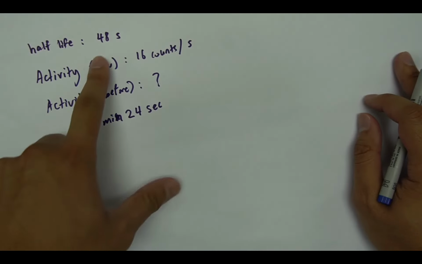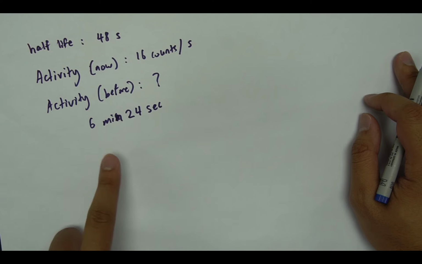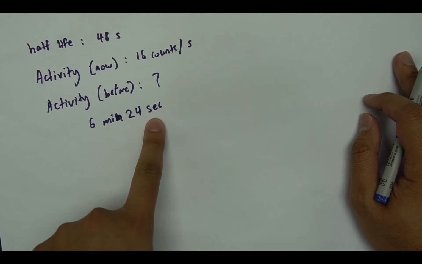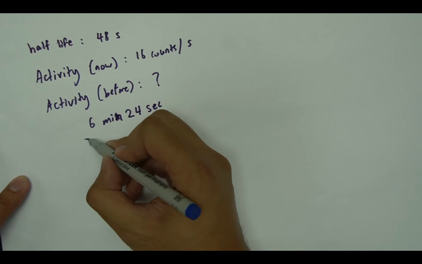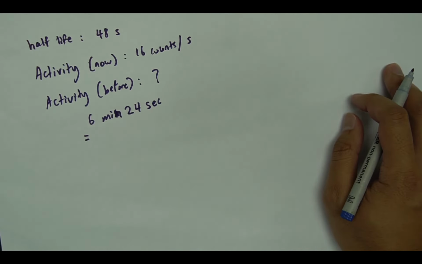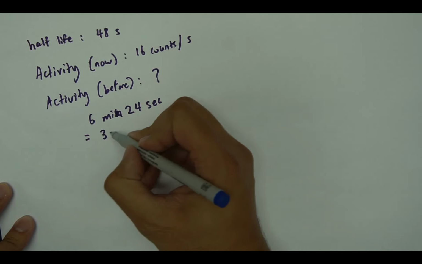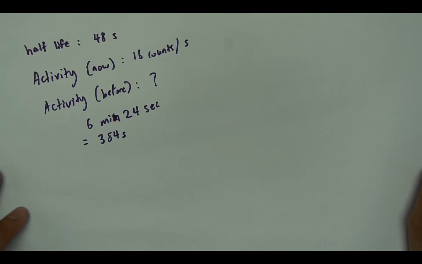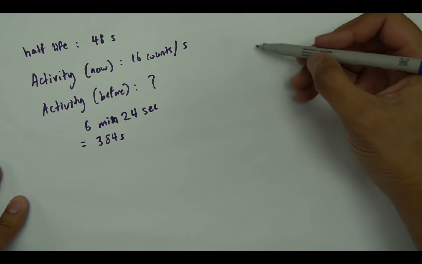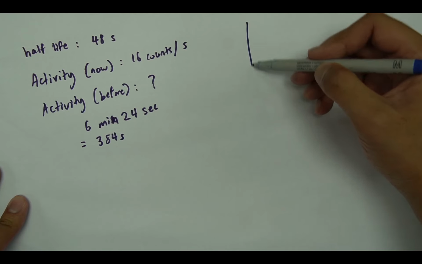Because the half-life is in 48 seconds, we want to convert this into seconds. So 6 minutes 24 seconds into seconds. We just convert this into seconds to make our lives easier. And that is 384 seconds.